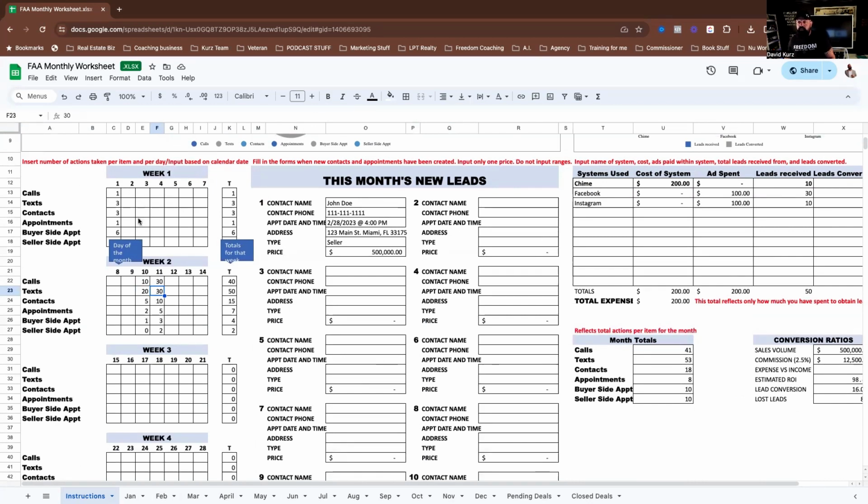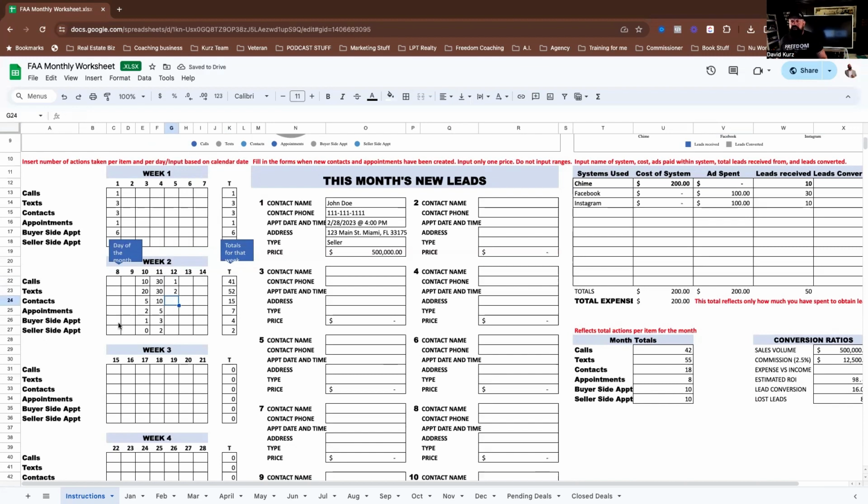So let's say week 2, you have the day of the month, which is 8, 9, 10, 11, 12, 13, 14. And then this is totals for that week, right? So if I put a 1 in here, you'll see that number change, right? If I put 2 in here, you'll see that number change.